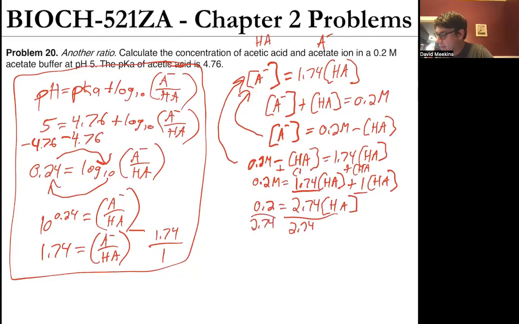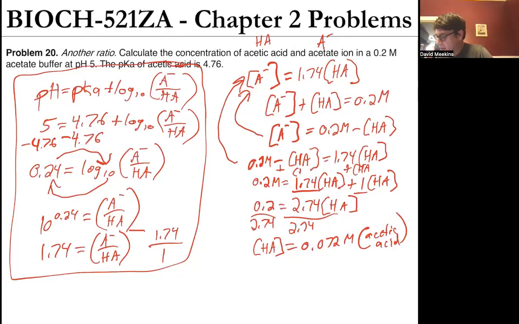And what that turns out is that the acid concentration is going to be 0.072 molar. So the acetic acid concentration in the solution is going to be 0.072 molar.